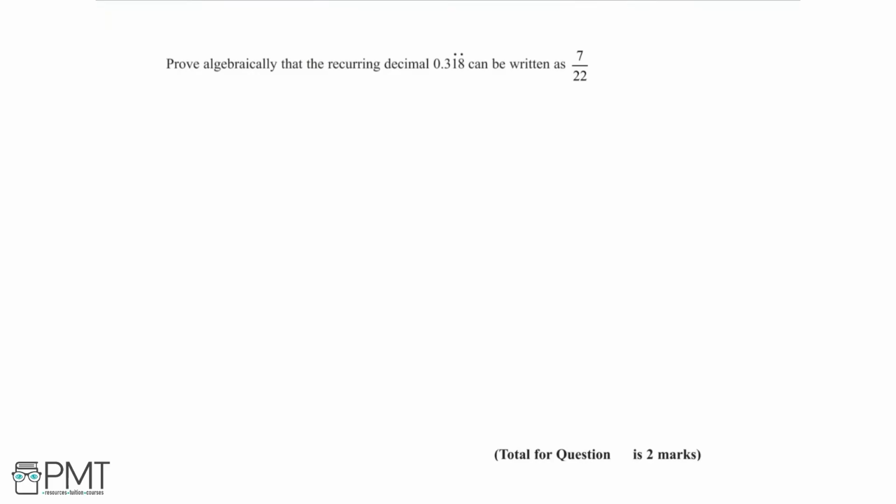In this question, we're asked to prove algebraically that the recurring decimal 0.318 recurring can be written as 7/22. Now in our decimal, only the 1 and the 8 are recurring, and so 0.318 recurring can be written as 0.3181818, and on. Now we're going to say that x is equal to this value.